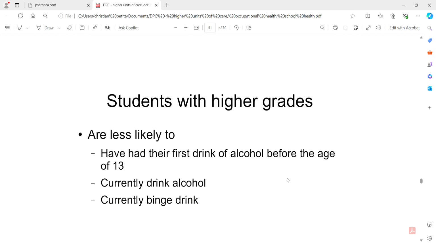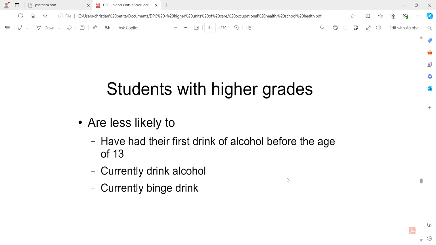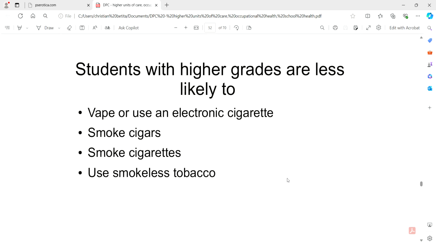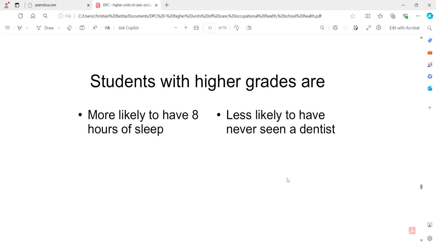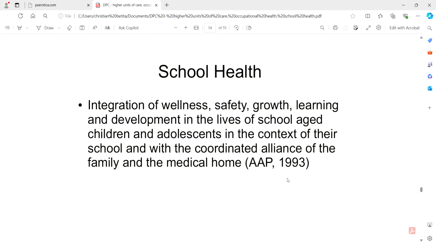Okay. Students with higher grades are less likely to have had their first drink of alcohol before the age of 13, currently drink alcohol, or currently binge drink. Students with higher grades are less likely to vape or use an electronic cigarette, smoke cigarettes, or use smokeless tobacco. And lastly, students with higher grades are more likely to have 8 hours of sleep and less likely to have never seen a dentist. Okay.